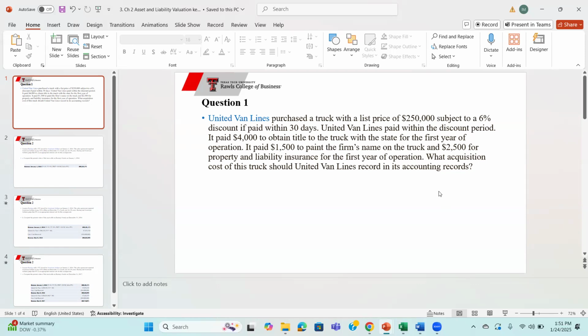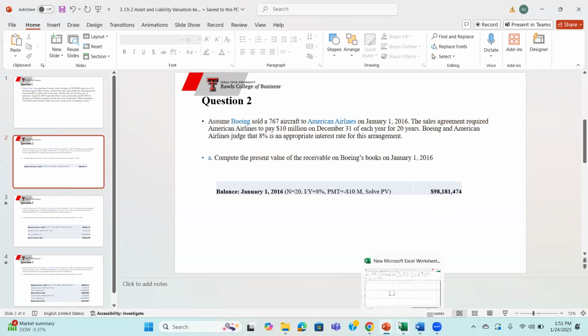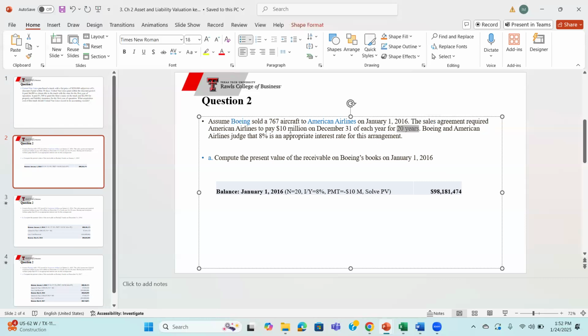All right, let's move to question 2. Assume Boeing sold a 767 aircraft to American Airlines on January 1st. The sale agreement required American Airlines to pay 10 million on December 31st of each year for 20 years. All right, so we have the number of years 20, we have annual payment 10 million, and we have 8% for the interest rate. Compute the present value of the receivable on Boeing's books on January 1.